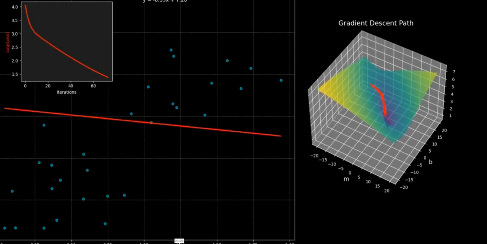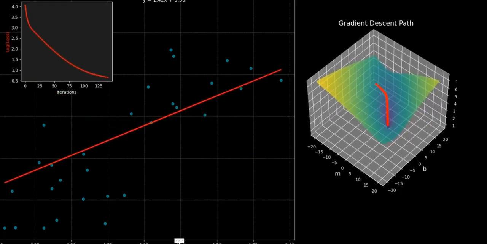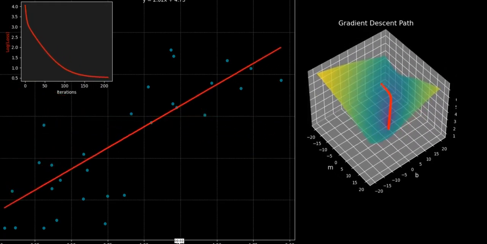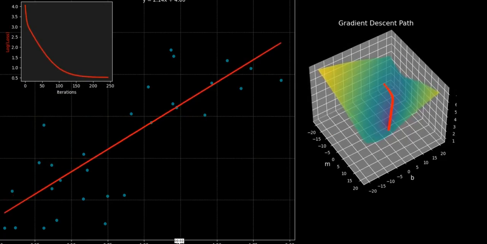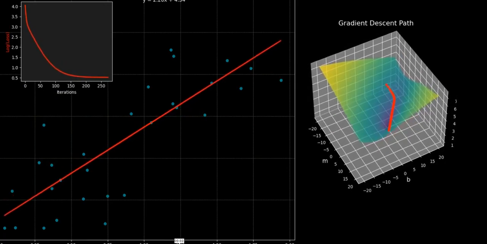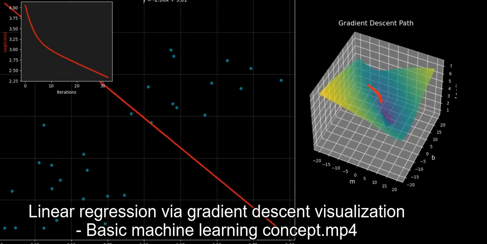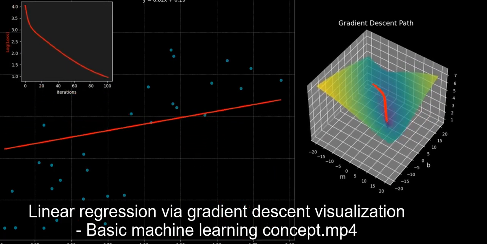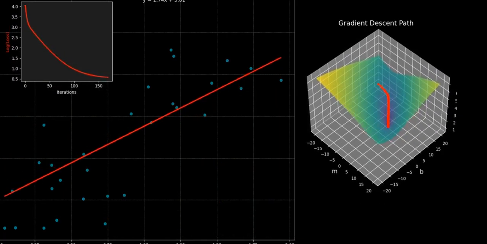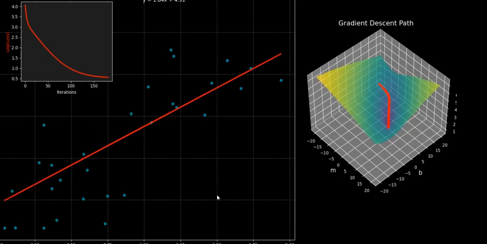So if I play this video, you can see it will check the minimum cost function, and when it reaches the minimum cost function, you will get the best fit line. Okay, I hope it's clear.